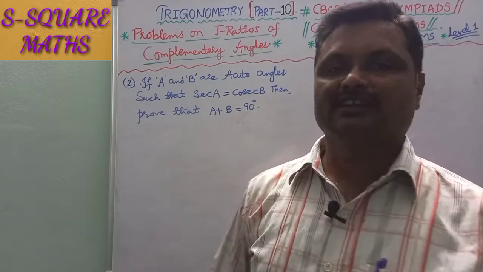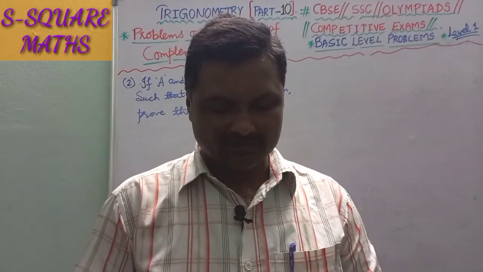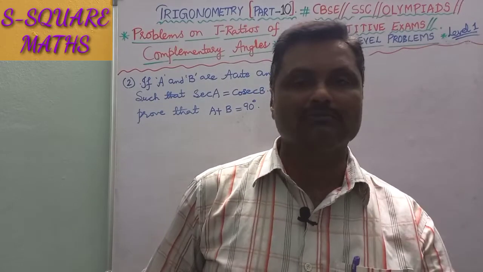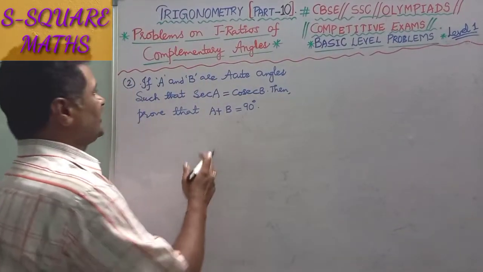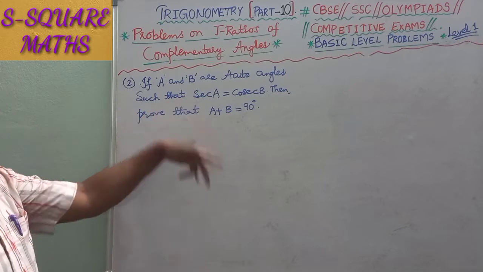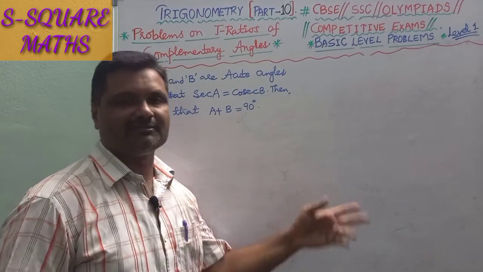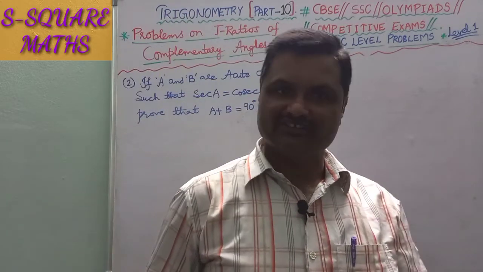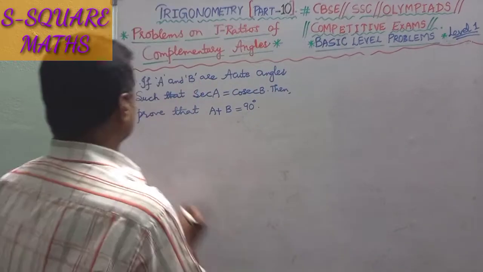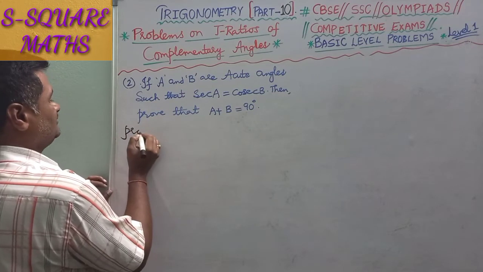So now the different simple problem, second problem. Previously we went through 4 different problems. Now here, if A and B are acute angles such that sec A is equal to cosec B, then prove that A plus B is 90 degrees. Nothing but A and B are complementary to each other, we have to prove. So proof now here.